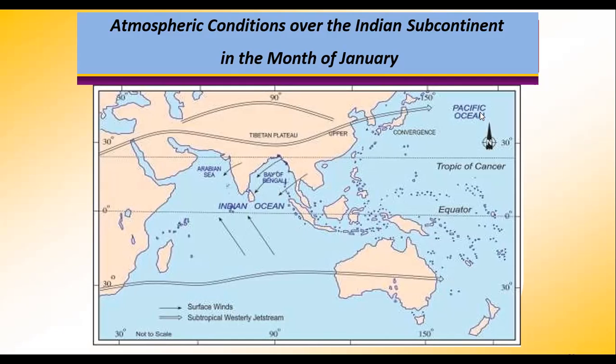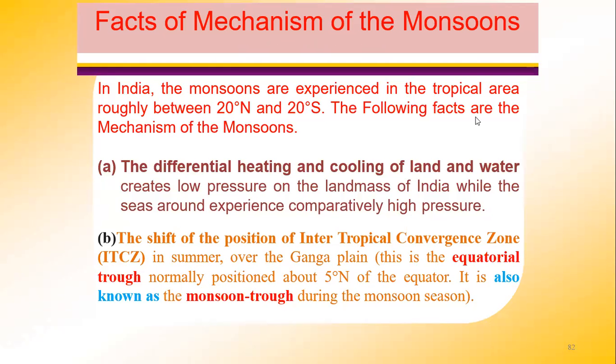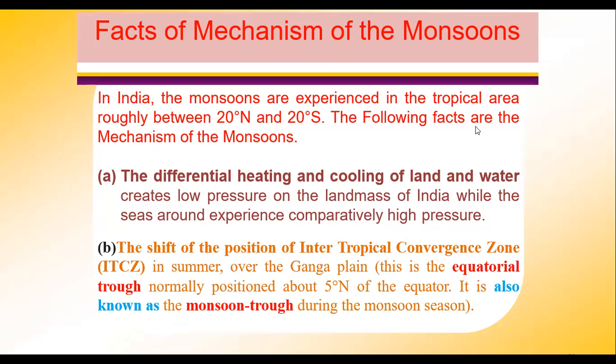And now this is the atmospheric conditions over the Indian subcontinent in the month of June. You can see there's a big reversal of wind from January to June. Now the winds are flowing towards the northeastern side. So the monsoons are experienced in the tropical area between 20 degrees north and 20 degrees south.